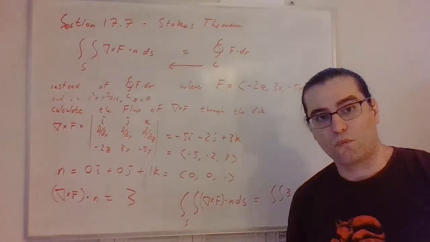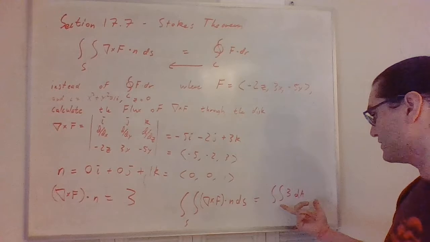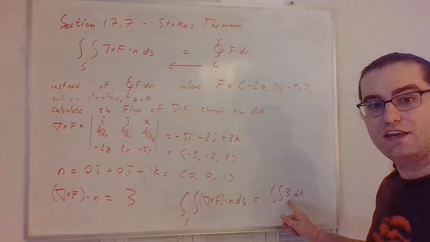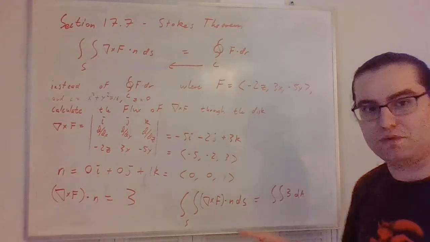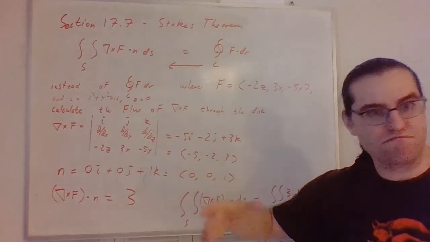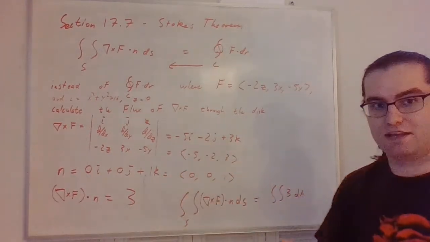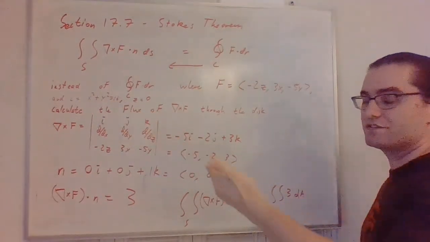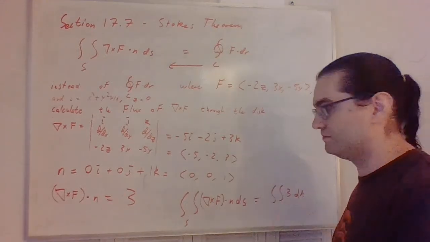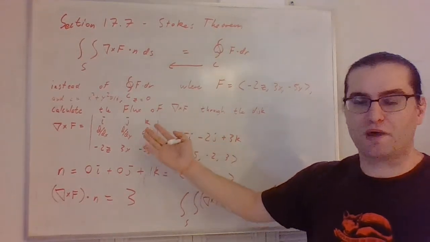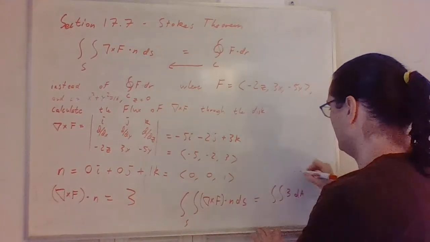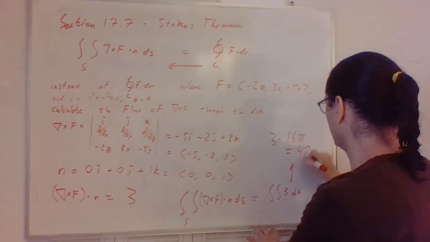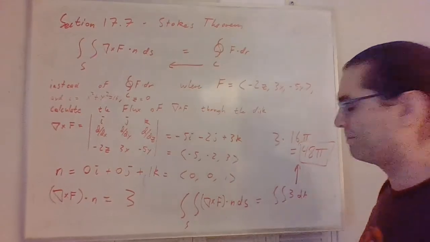And now we can use that neat little trick where when you finish writing your flux integral, if you have a constant, you can skip the whole integration thing and just say, well, it's this constant across this much area, multiply this constant times the area, and then you're done. We know the area of this circle. This is a circle of radius 4. So the area is going to be pi r squared. Pi times 4 squared is 16 pi. So this is 3 times 16 pi, which is 48 pi.